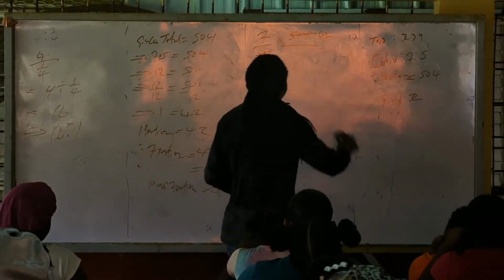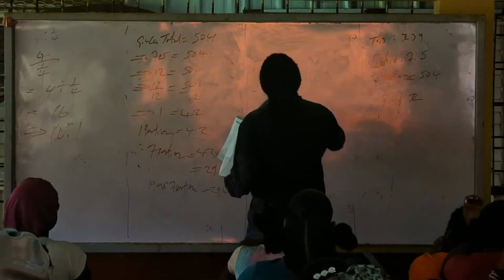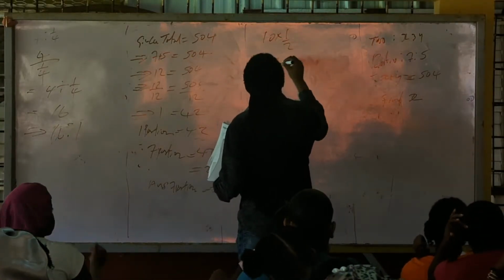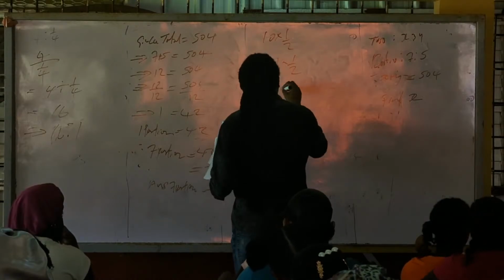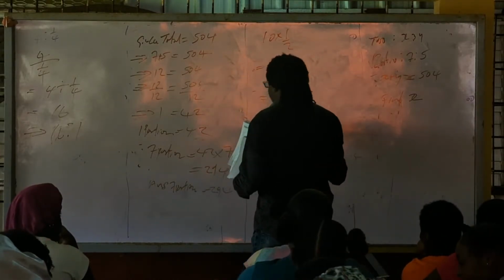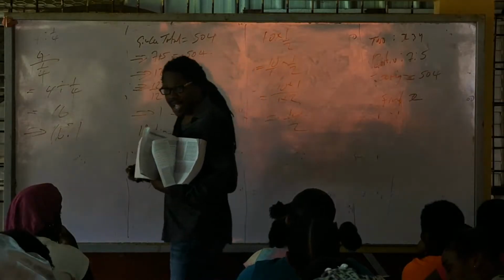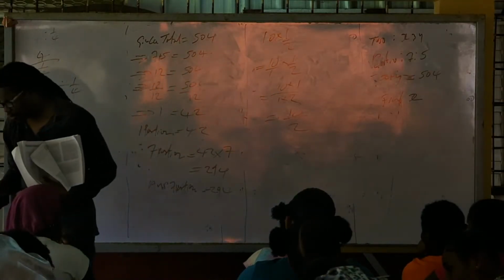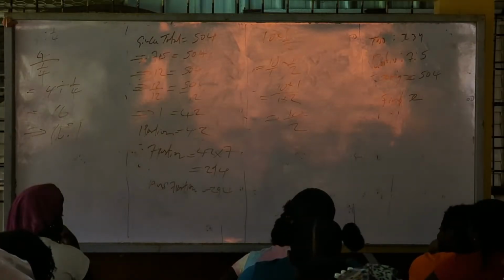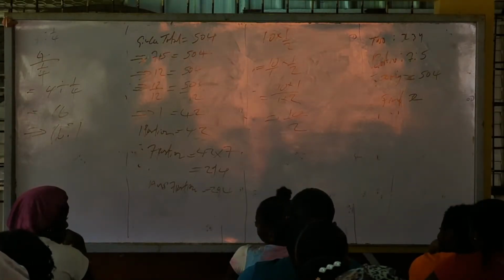How do you know that? 10 times a half is equal to 10 over 1 times 1 over 2, which is equal to 10 times 1 over 1 times 2, which is equal to 10 divided by 2. You see why half equals divided by 2? Yes, because it means divide by 2. And quarter means divide by 4.